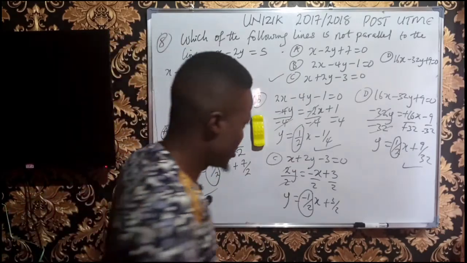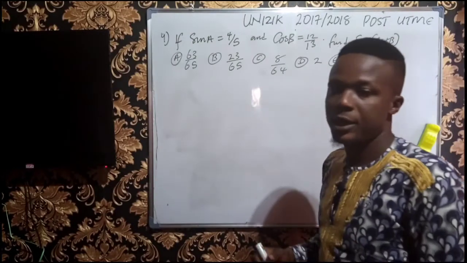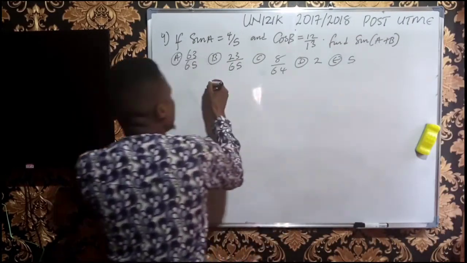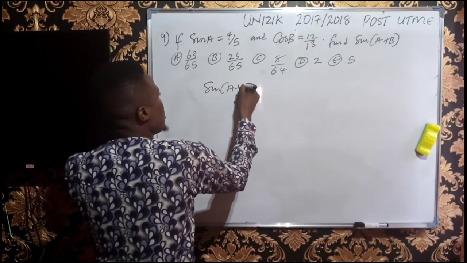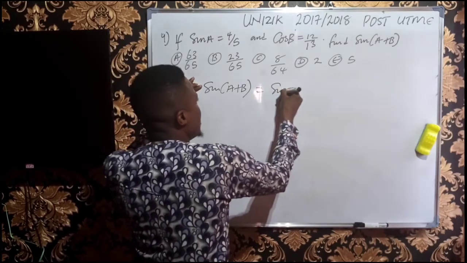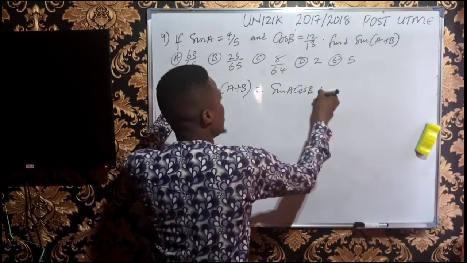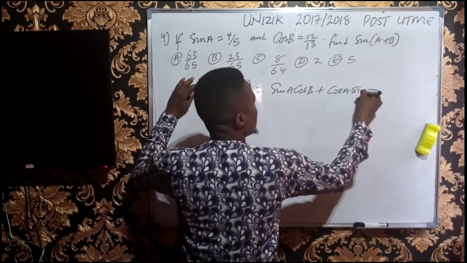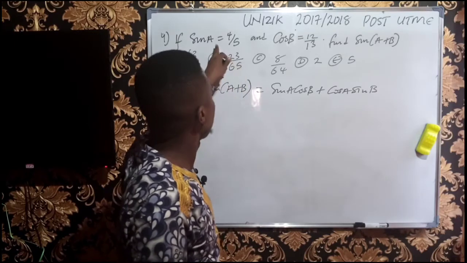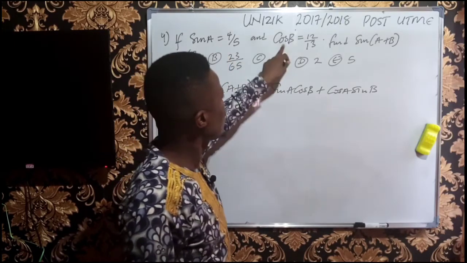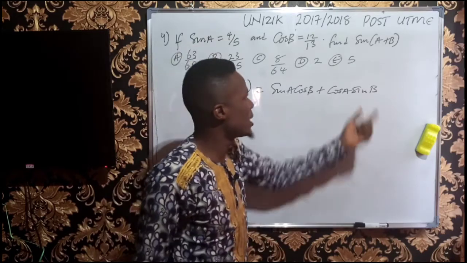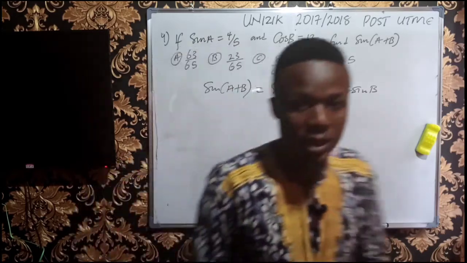All right, so let's take the number 9 question. We are asked to find sine A plus B. This is the compound angle formula, which you can expand as sine A cos B plus cos A sine B. That's just it. So you need sine A, which we have here, and cos B, which we have. But we don't have cos A and we don't have sine B. So we need to get cos A and sine B before the answer comes out.